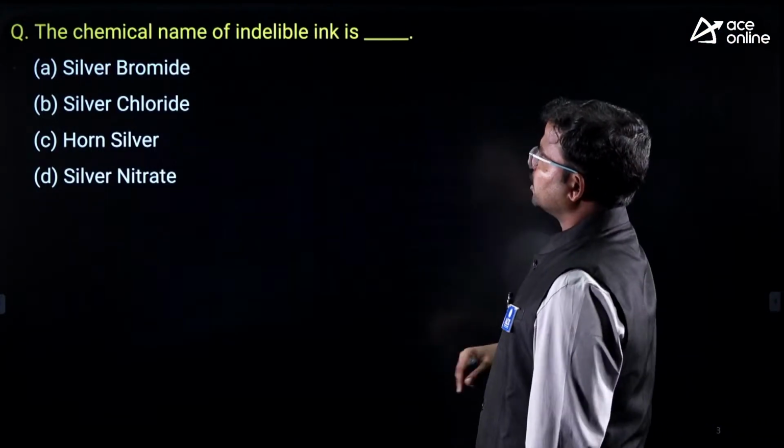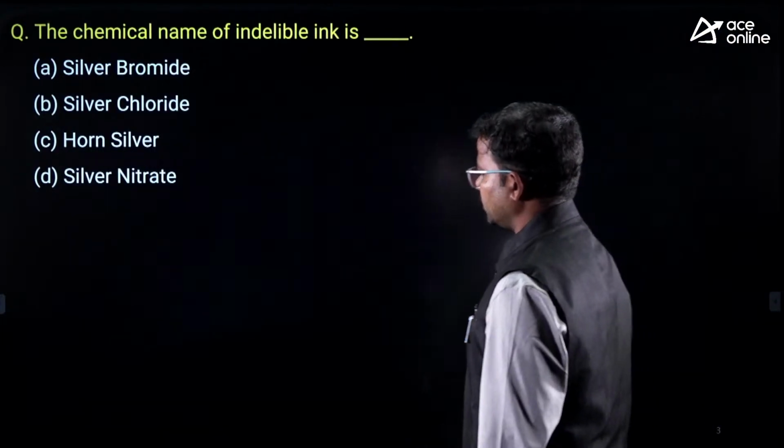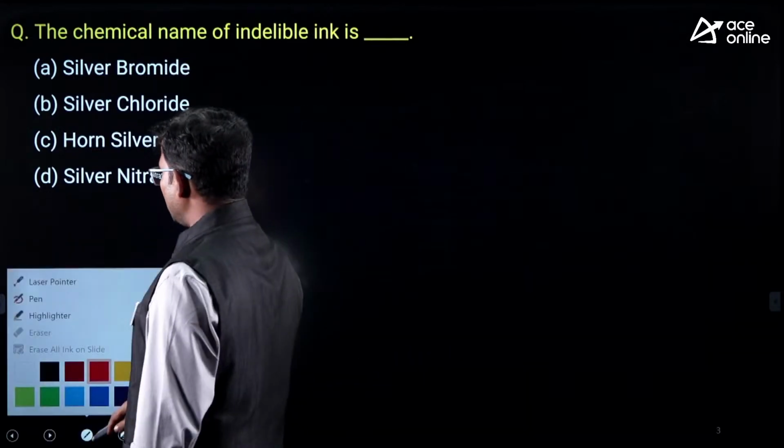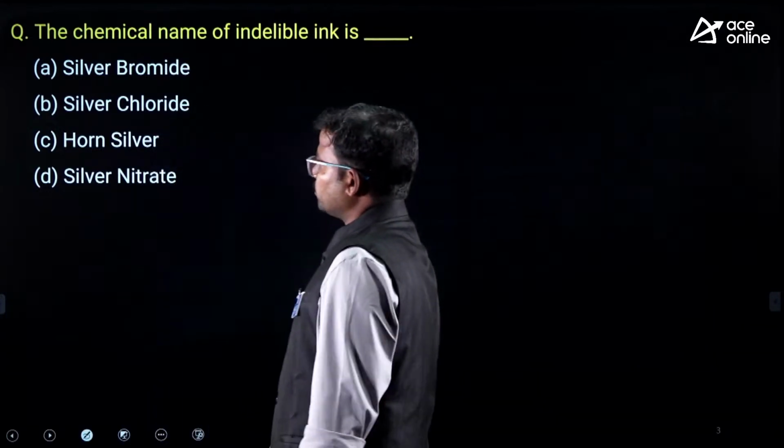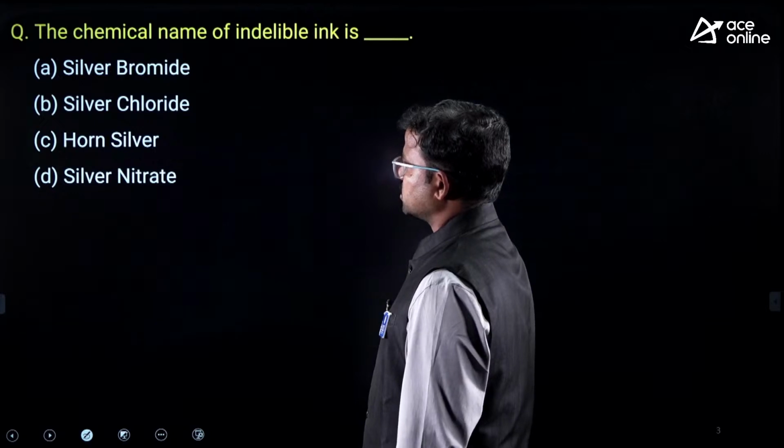Here it is, the first question. The chemical name of indelible ink is: silver bromide, silver chloride, horn silver, or silver nitrate?